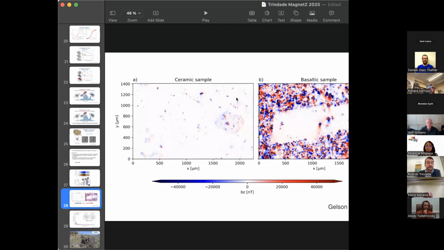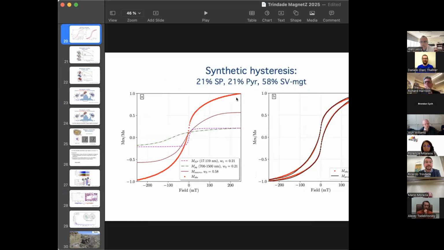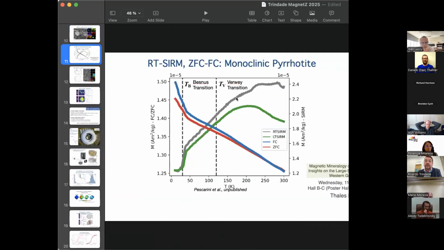Johan? Hi, Ricardo. Hi, Johan. Great work coming out of your lab. I have a question actually about modeling hysteresis loops. I was wondering if you considered the mineral hematite, since, and correct me if I'm wrong, some of the low temperature data you showed suggested the presence of hematite. So, have you tried to include that in your models?